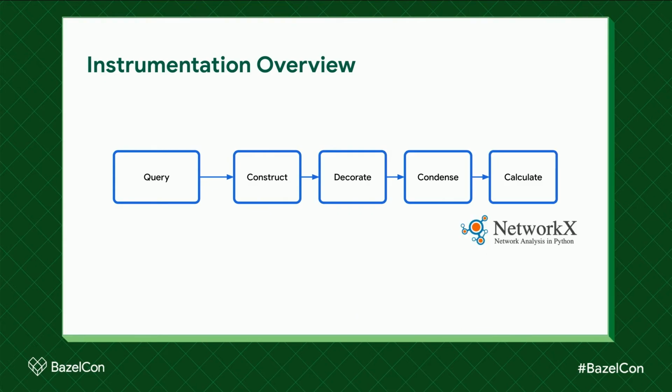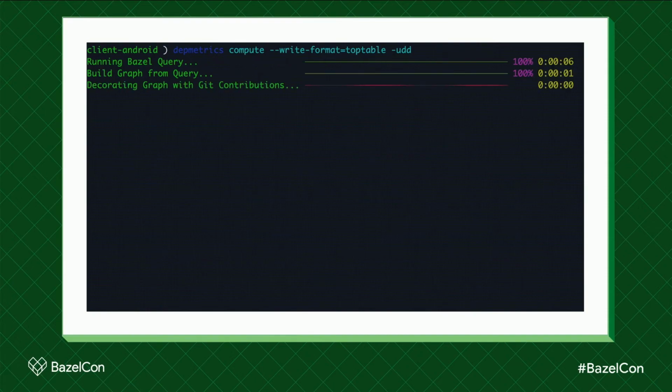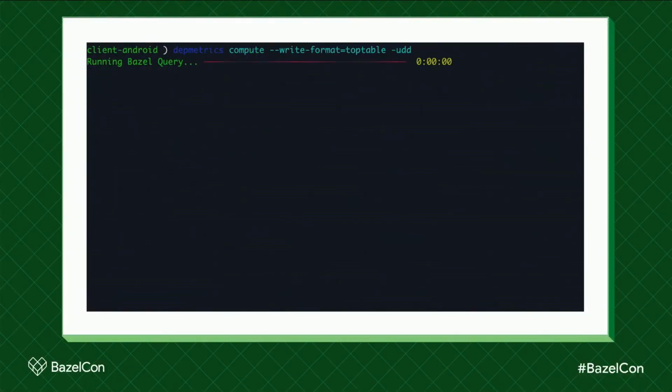With this condensed graph, we then feed the graph into a metric calculation step using the Python library called NetworkX, which allows us to do a bunch of different graph calculations on top. And we then output these metrics to the user. And here's an example invocation on the command line where we are calculating the upstream dependency depth. So we query Bazel, and after that, we are constructing the graph, decorating it with Git data, collapsing it, computing the metrics, and here outputting a top list of the dependency depth for the given project.